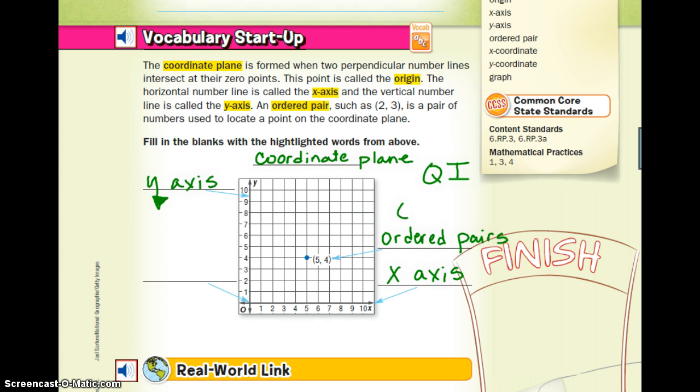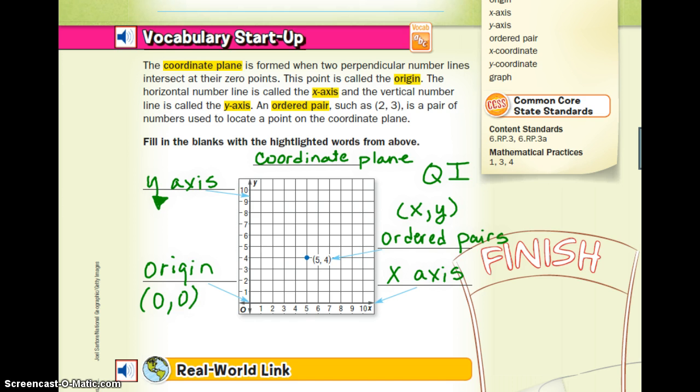Our ordered pairs are represented with parentheses. And again, this is open parentheses x, comma, y in alphabetical order. And then where 0 and 0 meet, we are at the origin, or 0, comma, 0.